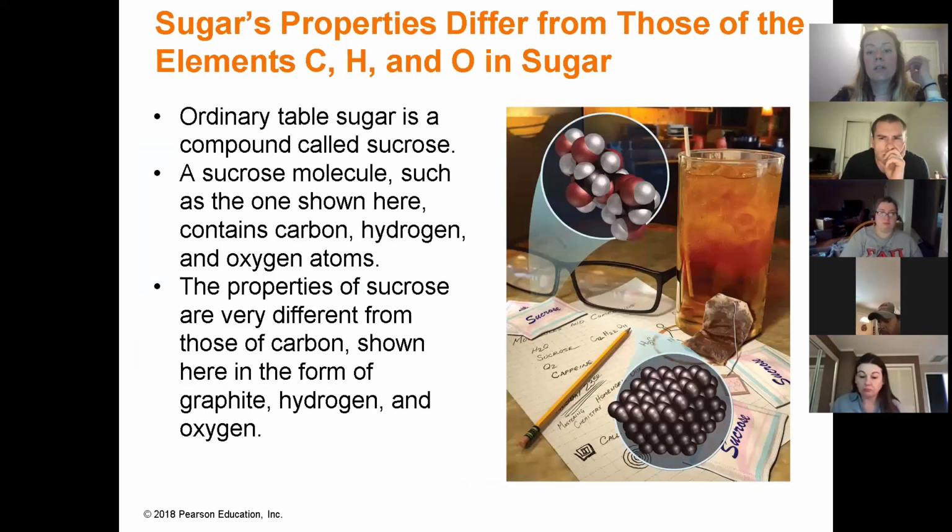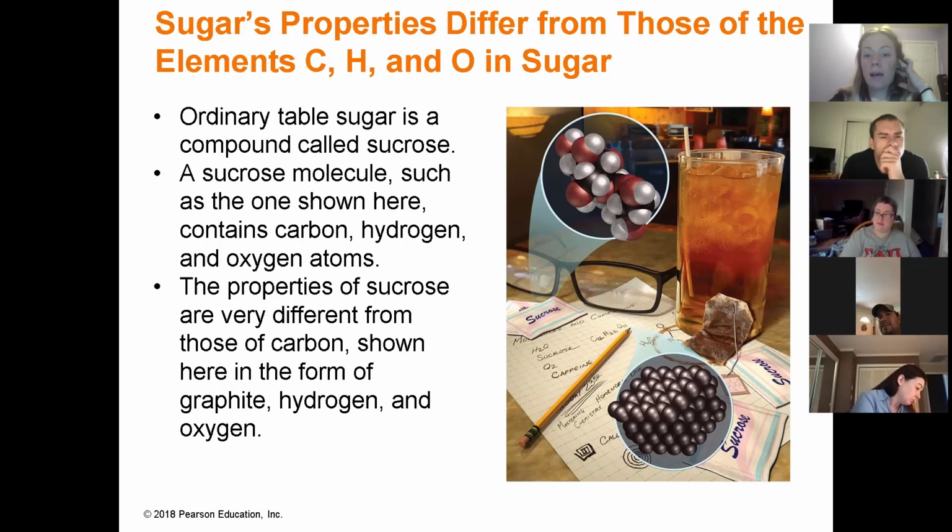So sugar is composed of carbon, hydrogen, and oxygen. Sometimes it's referred to as sucrose, its common name. Sugar has much different properties, much varied properties, than our carbon, hydrogen, and oxygen. Carbon makes pencil lead and diamonds, hydrogen is a poisonous flammable gas, and oxygen is a gas that we breathe. So none of those sound very appetizing.